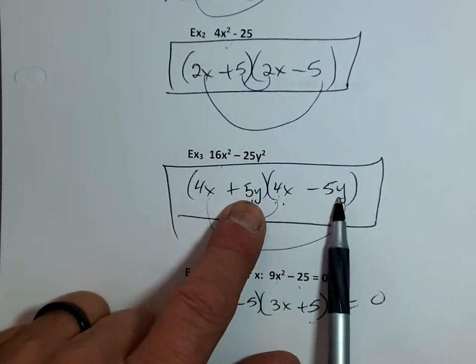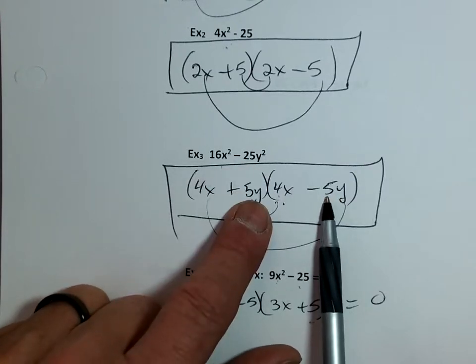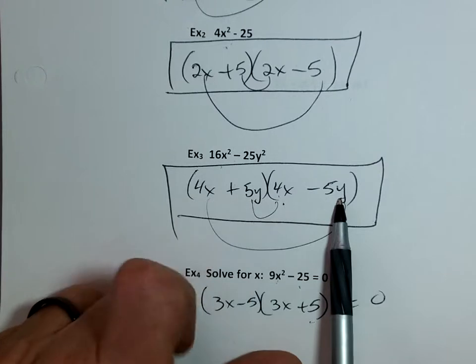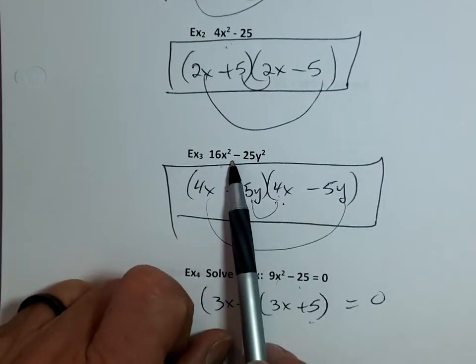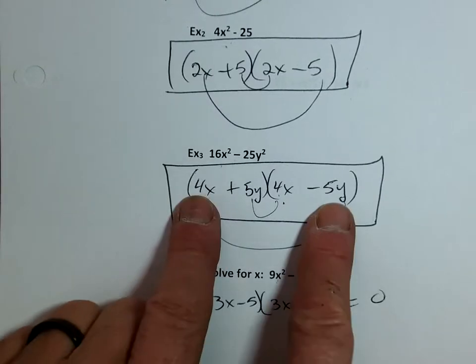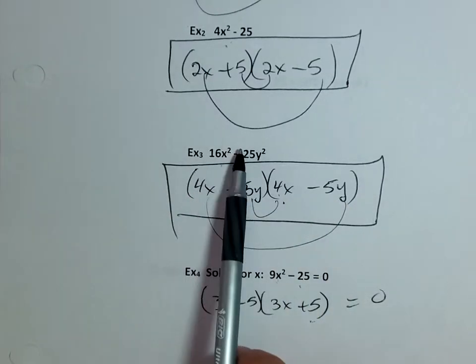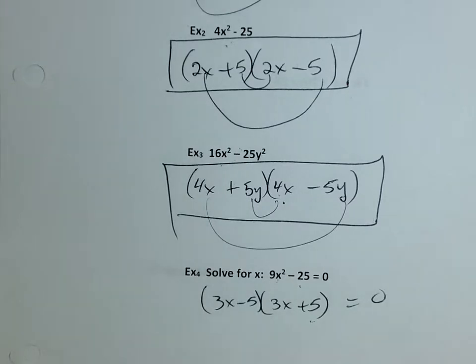Negative 25y squared, right? 5 times 5, and y times y. And then there really is a 0 term in here, but it's invisible, because this would make a negative 20 and a positive 20, and they'd cancel each other. So these are going with the 0 term.